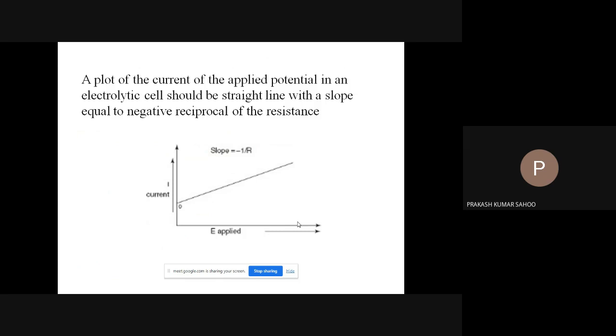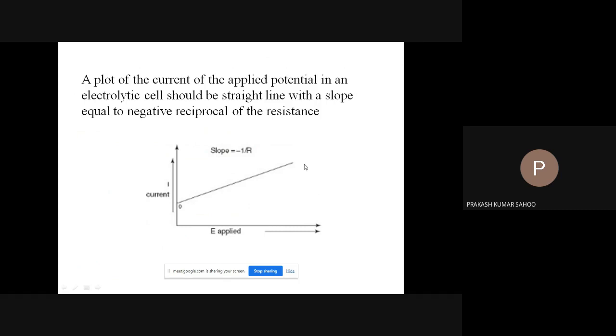So here, a plot of the current against the applied potential in an electrolytic cell should be a straight line with a slope of the negative reciprocal of the resistance. Here the slope is equal to 1 by R. So this is for an electrolytic cell, which is just the reverse of your galvanic cell or electrochemical cell.